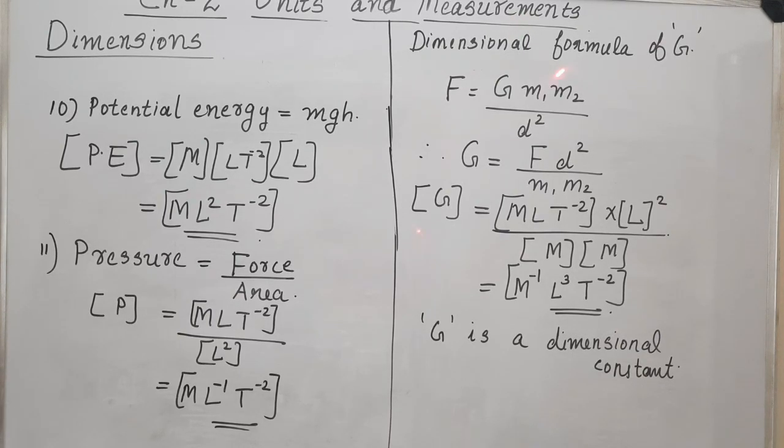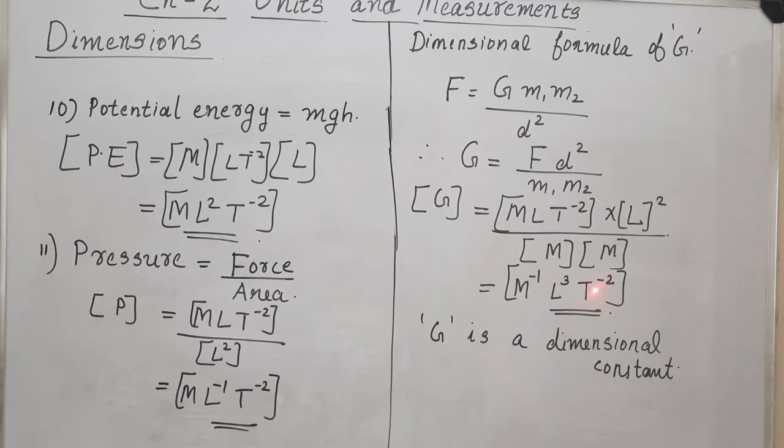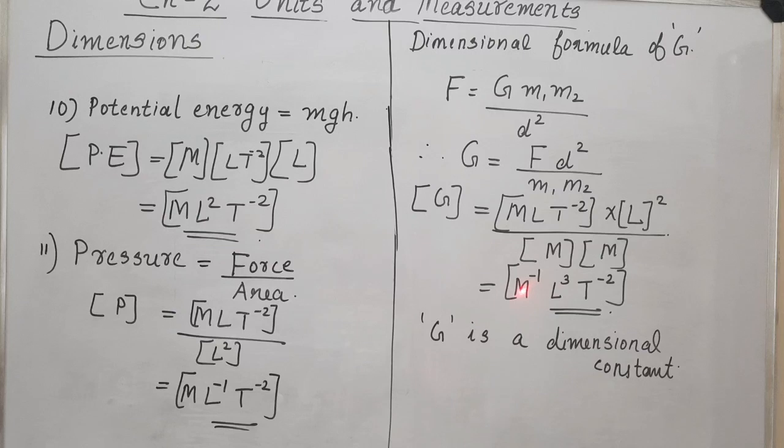So rearranging that equation, we will have G is equal to F d square by m1 m2. Therefore, G is equal to MLT^-2 into L^2, this is of force and this is of distance square. Then m1 into m2, so M into M, it becomes M^2. So M^-1L^3T^-2. So G has got dimension minus 1 in mass, 3 in length and minus 2 in time. So G is a dimensional constant.